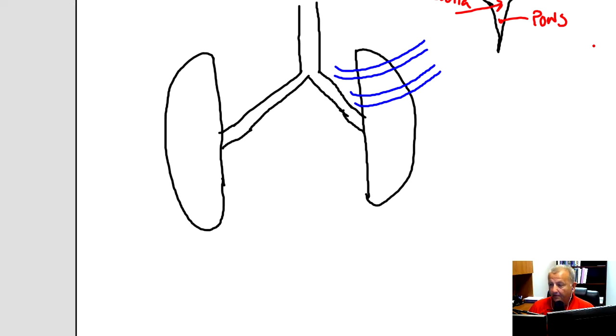All right, so we have the stimulus to breathe coming from the brain, but what is the CNS? Well, the CNS is a bunch of signals, right? It's either sending a signal or it's receiving a signal. That's what we're talking about. And so in order to send a signal, you have to have a receiver.